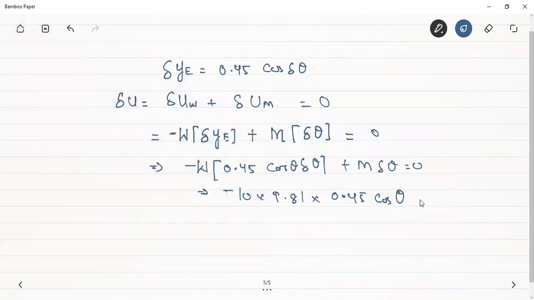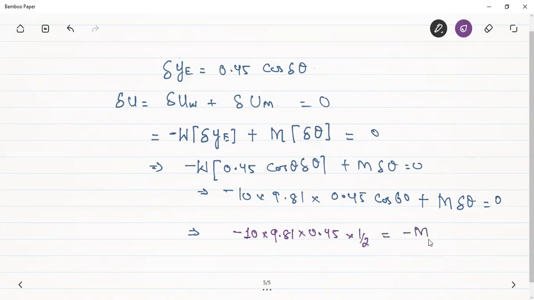So cos of 60 plus m delta theta is equal to 0. Delta theta can't be 0. Therefore, cos 60 is 1 by 2. This will be equal to minus m, because here it was also multiplied with delta theta. Delta theta can't be equal to 0, therefore these two terms have to be the same, which implies the moment should be equal to what? 22.0, and its unit will be Newton meter.